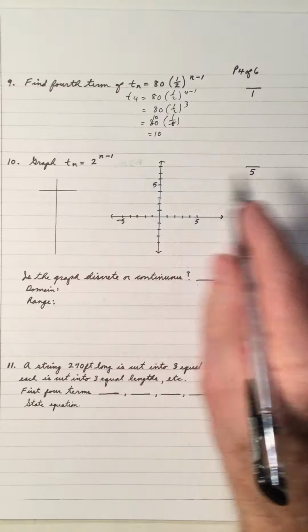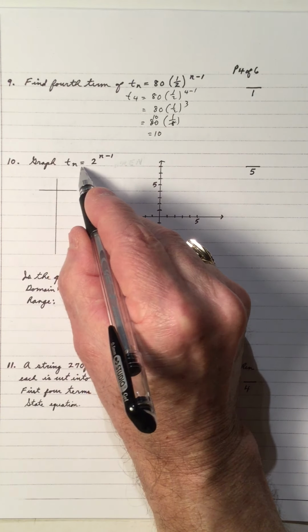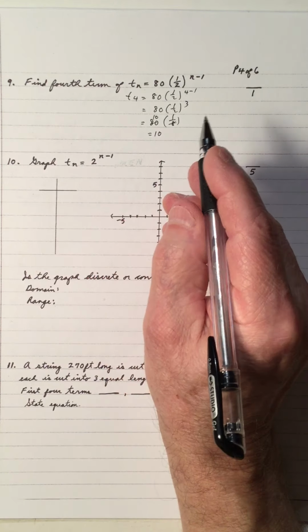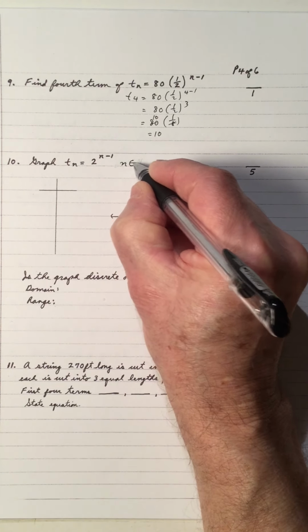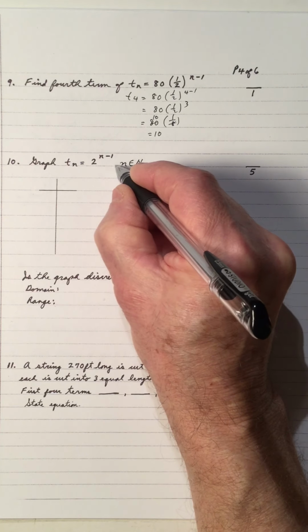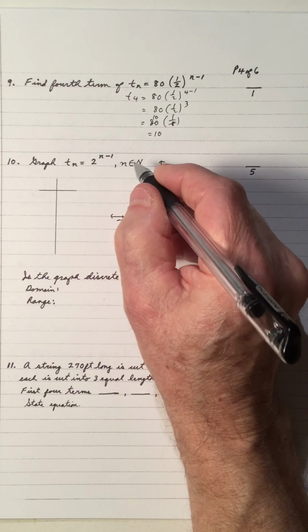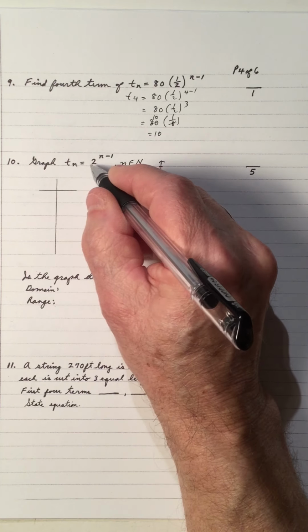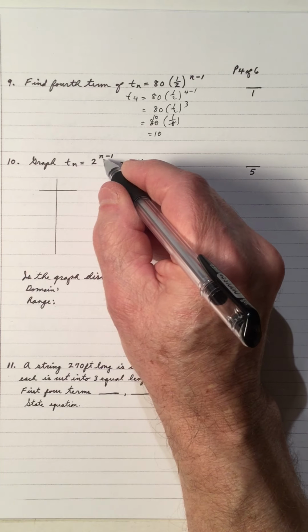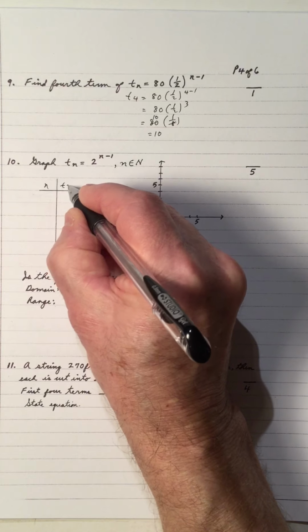And number 10, the graph Tn equals 2 to the n minus 1. So when we're graphing this, we have to remember that the n belongs to the natural numbers. We can only use the natural numbers, and in the natural numbers you can't have a 0 because this is in terms of a sequence, in terms of the terms in a sequence.